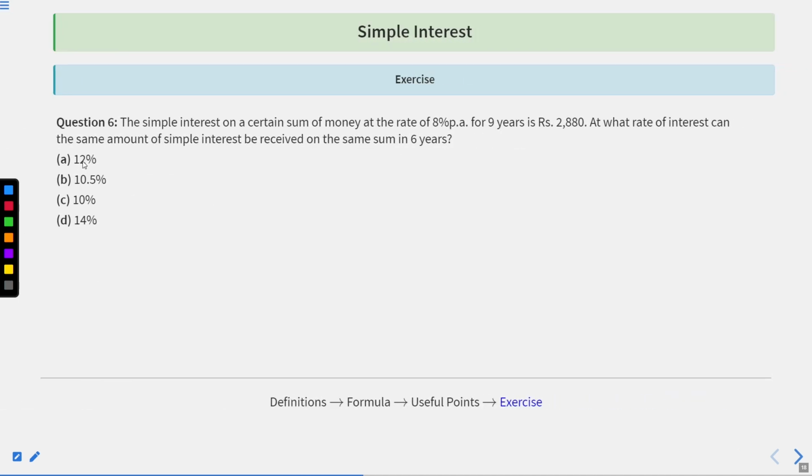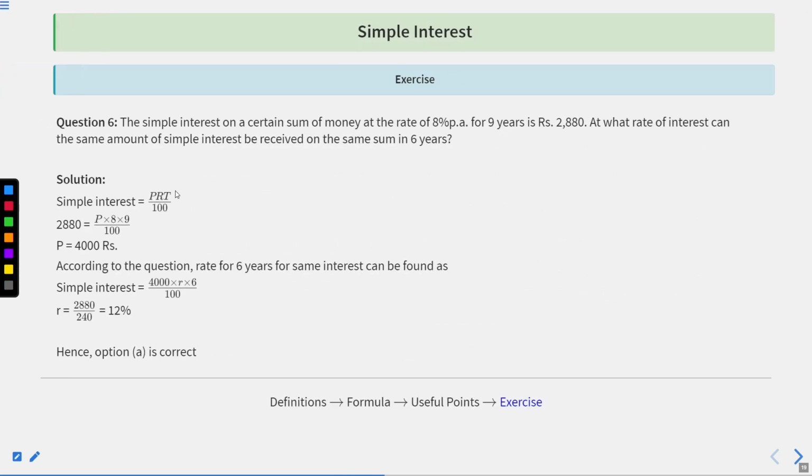Now, question number 6. The simple interest on a certain sum of money at a rate of interest of 8% per annum for 9 years is rupees 2,880. So at what rate of interest can the same amount of simple interest be received on the same sum in 6 years?